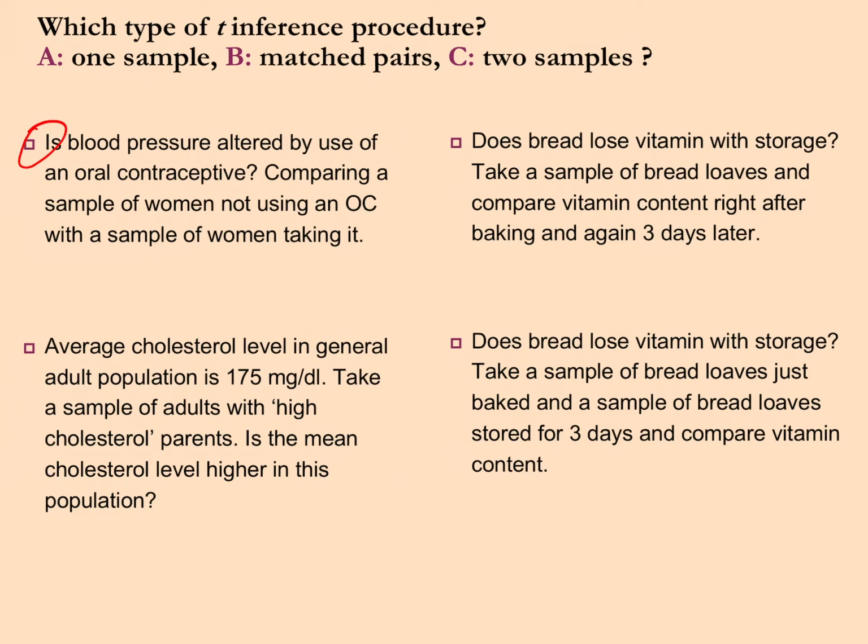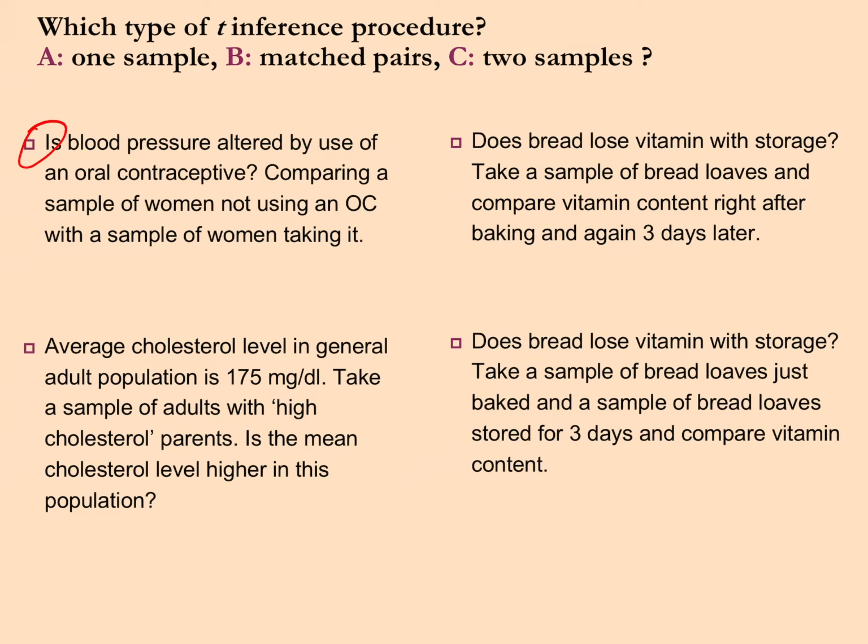All right, below that: average cholesterol level in the general adult population is 175 milligrams per deciliter. Take a sample of adults with high cholesterol parents. Is the mean cholesterol level higher in this population? You have one sample from one population. It's not even a matched pairs. It's just a single sample, one measurement from each person in that sample at one time. So that's a one sample t-test. One sample simple. It's not a matched pairs.